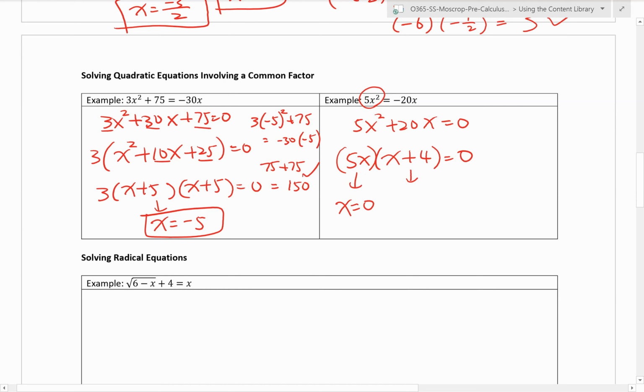For what values of x are we going to make the second set of brackets 0? Well, in that case, it's going to be negative 4. Negative 4 plus 4 is 0. So there you go. They are your solutions.